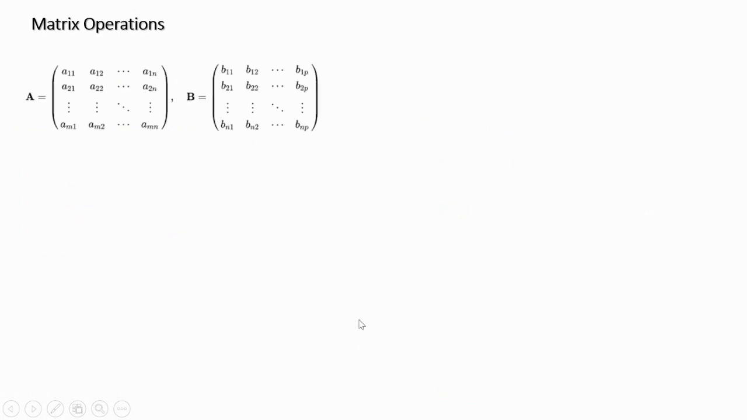Now matrix operations. It's crucial to know the order or the size of the matrix, because when you add and subtract matrices, they have to be the same size. So that's crucial. For example, again, we go back to matrix A and matrix B. In order to add and subtract matrices, the matrices must be the same size, as I mentioned earlier. So A plus B.